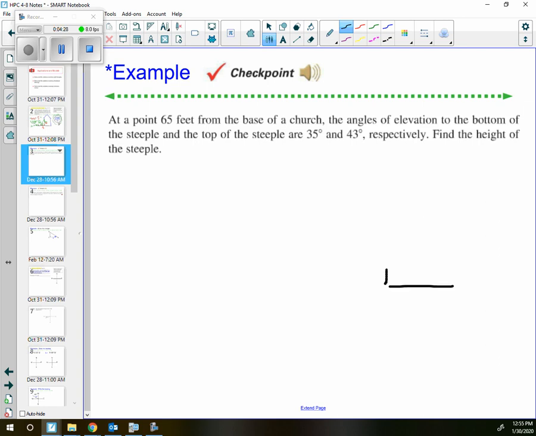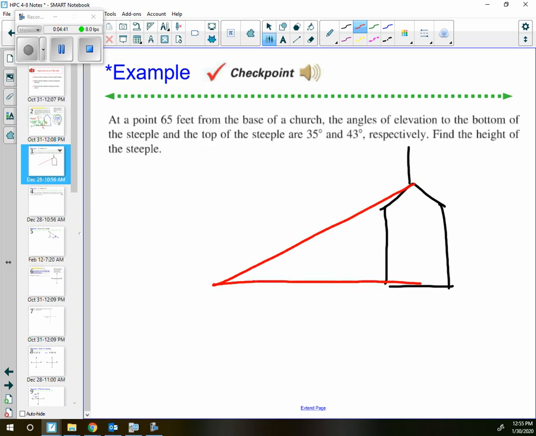So we have a church of some kind here, and then we have the steeple at the top. We're talking about the angle of elevation to the base of the steeple is 35 degrees, and then the angle of elevation to the top of the steeple, so that whole angle, is 43 degrees. They want us to figure out the height of the steeple. So we just want the height of the steeple.